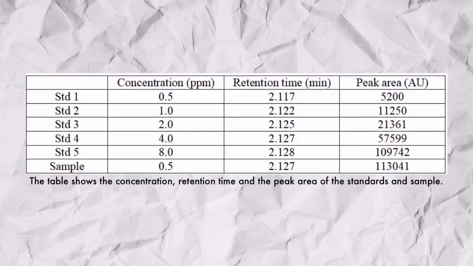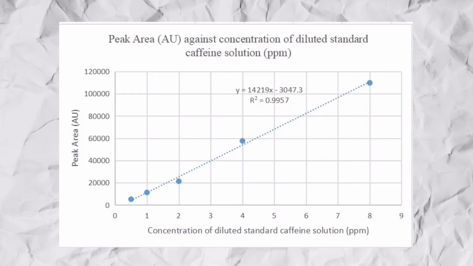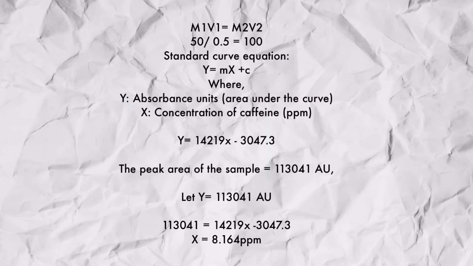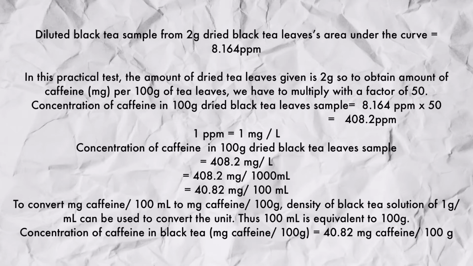So this table shows the retention time and peak area of the standard and sample. This graph shows the peak area against concentration of diluted standard caffeine solution, which is directly proportional. This is the chromatogram of the sample, which shows the peak area and the area under the curve. By using the standard curve equation and the absorbance unit, which is the area under the curve, we can actually calculate how much caffeine is contained in 100 grams of the tea.